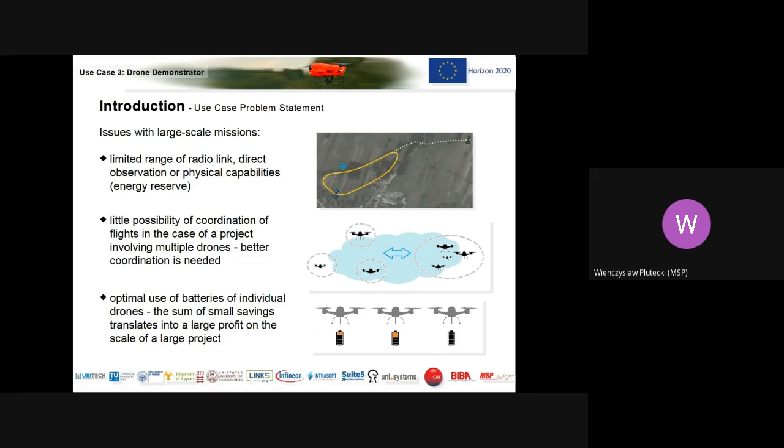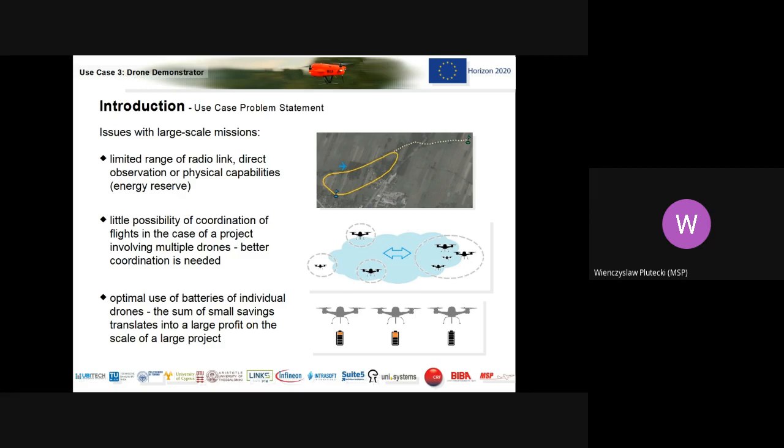The second issue is the coordination of operations of a group of drones. Currently, if we use a group of drones covering a large area of operation, the coordination of flights is done between operators. They agree between themselves where to fly and which part of the mission to cover. They have to take care of everything to prepare the flight, to supervise the flight, and to finish the flight with all the activities. This takes time and limits the possibility to coordinate the work of single drones for large areas. Then there is the optimal use of batteries of individual drones.